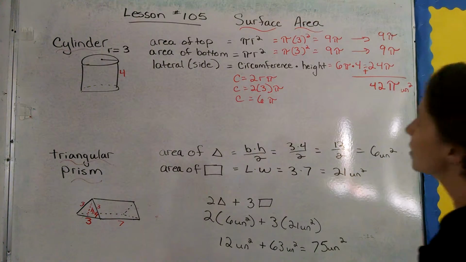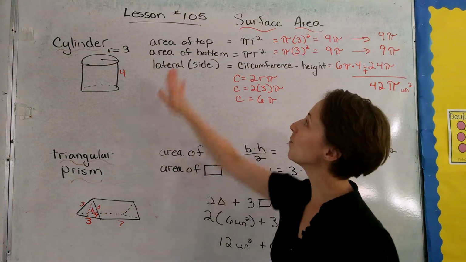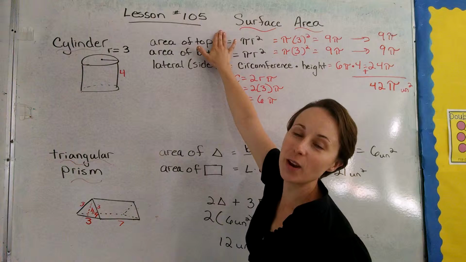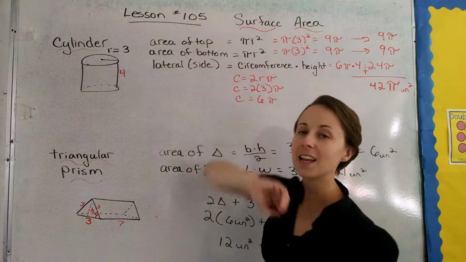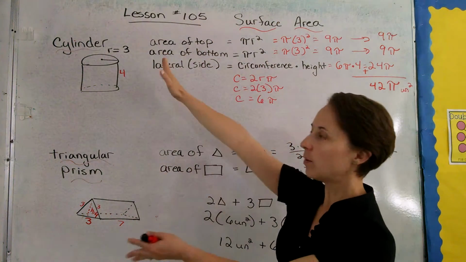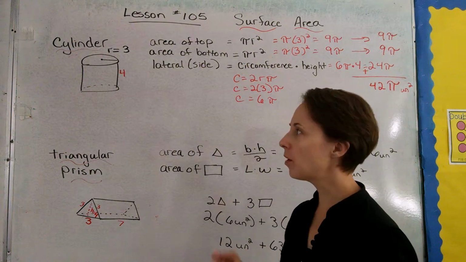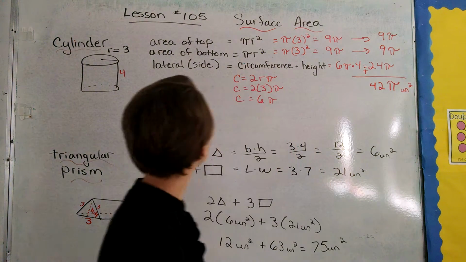This is Saxon Math for 6th grade. Welcome back. We're still in Lesson 105, and we're still studying surface area. Here we have two new shapes, both of which are just a little different than what we did before.